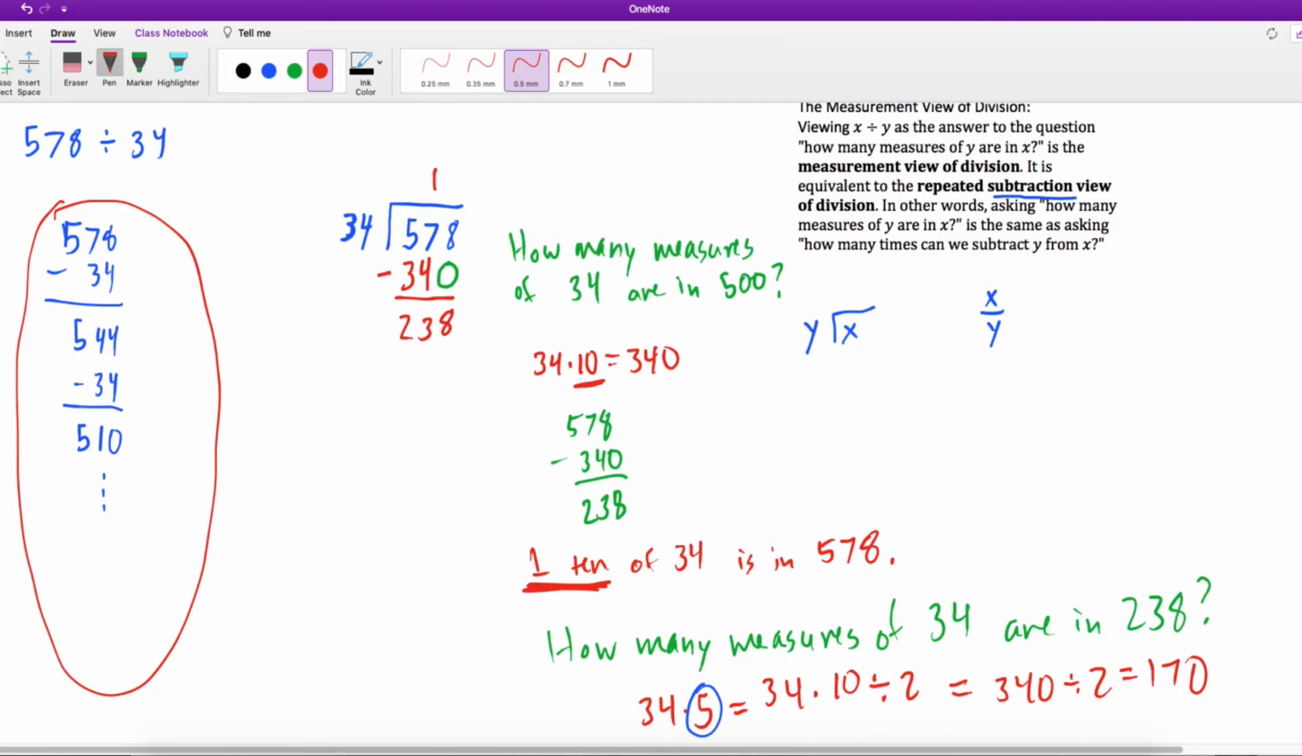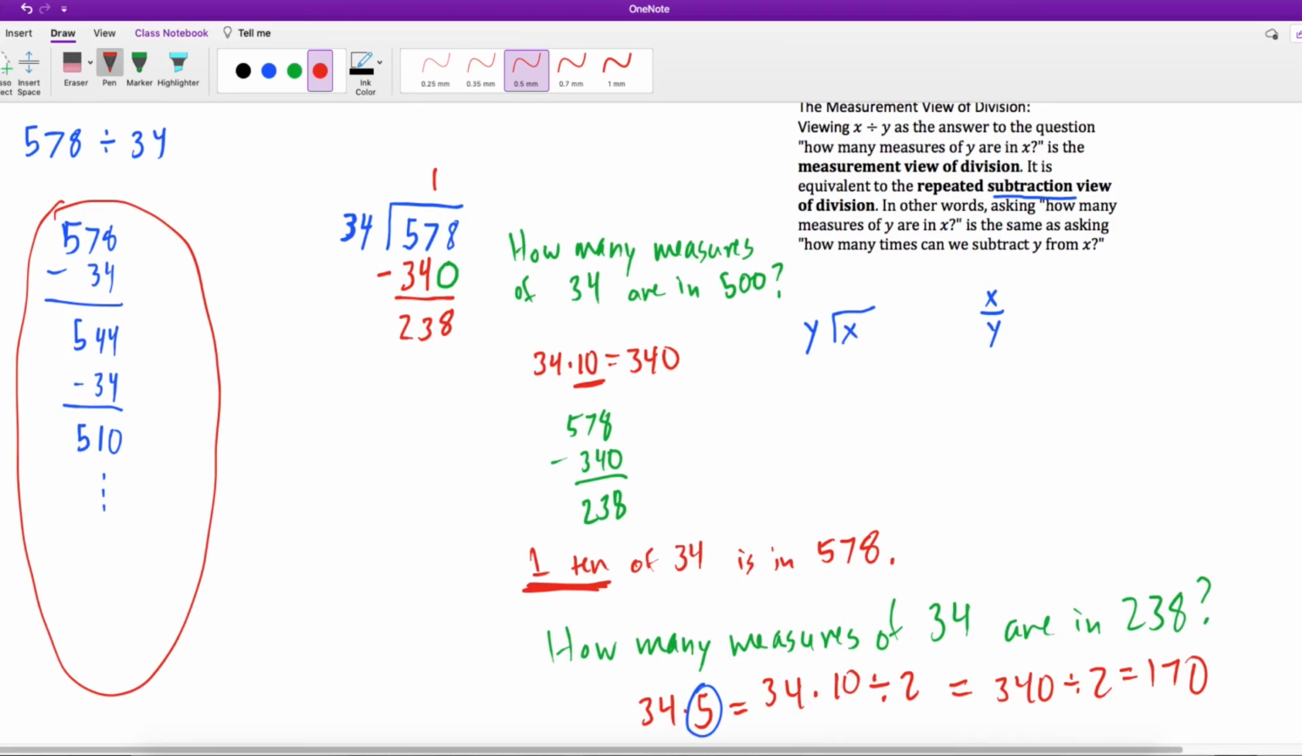Often people talk about just bringing down the 8. I don't like saying bring down the 8 because that's just a procedure, that's just a movement. What's really happening is you're subtracting 0 from 8. Okay, and then we ask, well, how many times does 34 go into 238? That's it. Just asking how many measures of 34 are in 238.